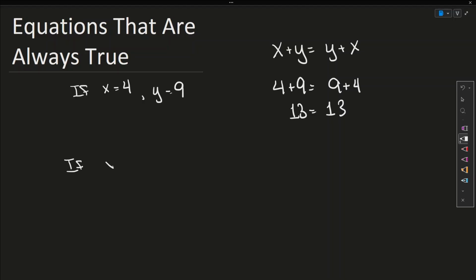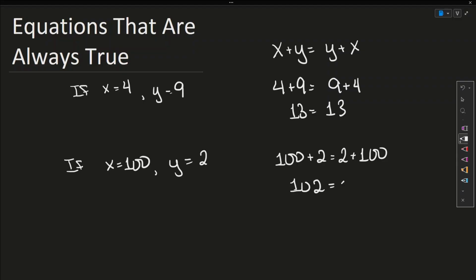If, on the other hand, x is 100 and y is 2, then we have 100 plus 2 is equal to 2 plus 100. Both sides are equal to 102. This works because addition is commutative. Changing the order does not change the sum.